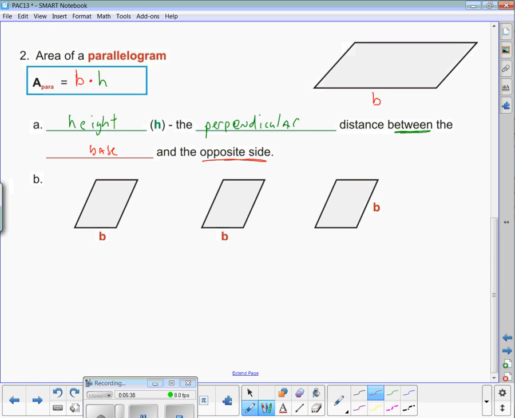So look back at our illustration. Here's the base, here's the opposite side. So our height must be perpendicular to the base and go to the opposite side. And by the way, it's perpendicular both ways. Either way you want to look at it, usually we only put one right angle symbol there. Okay? And let's put an H there for the height.